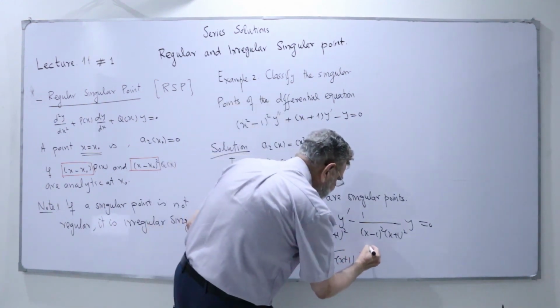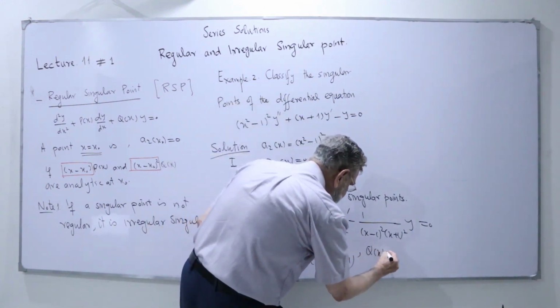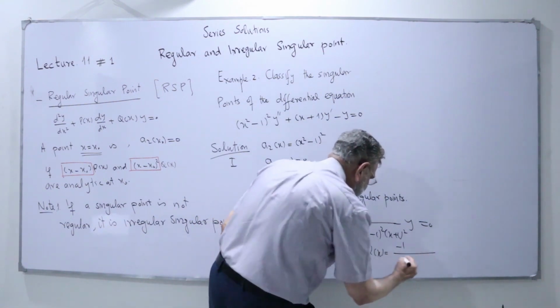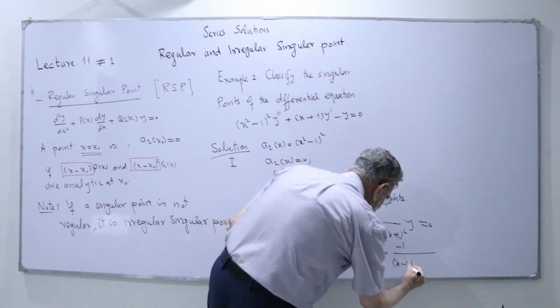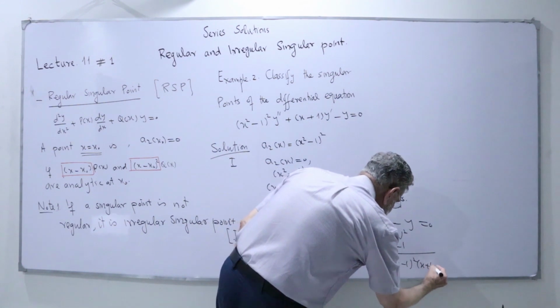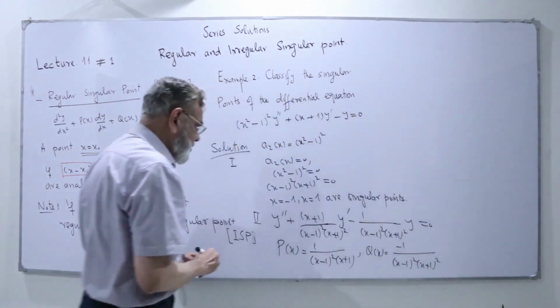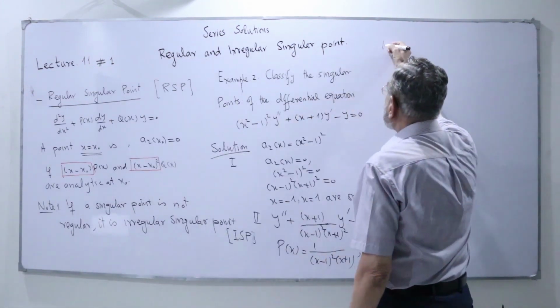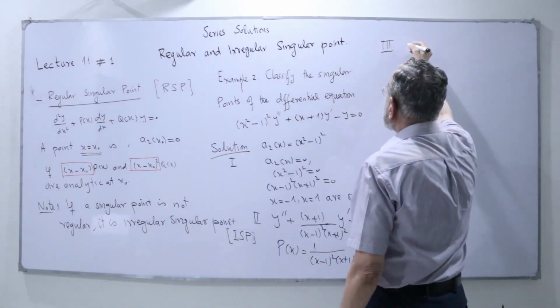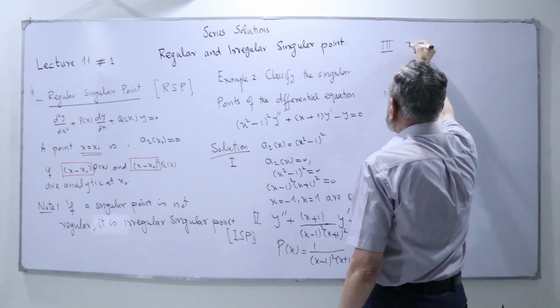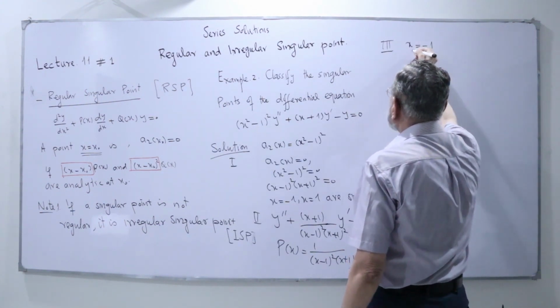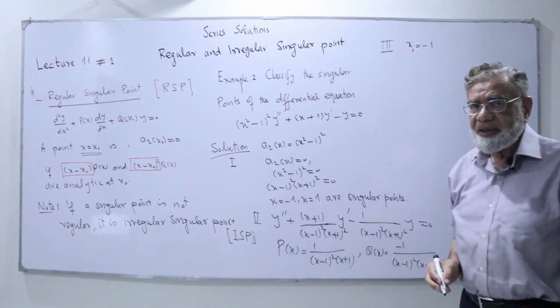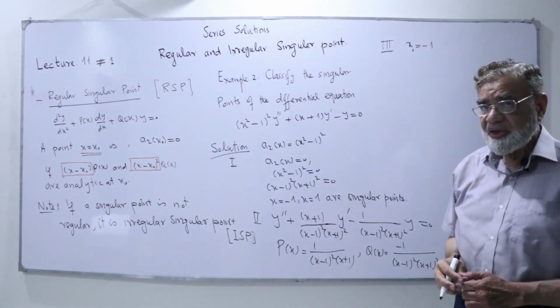And then we have q of x. q of x is equal to −1 over (x − 1)² (x + 1)². Now we are in a position where we can check this, so I take step 3. Step 3 is I want to check whether x0 equal to −1 is a regular singular point or an irregular singular point.